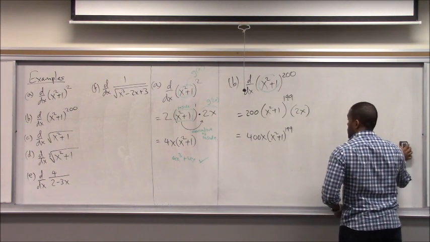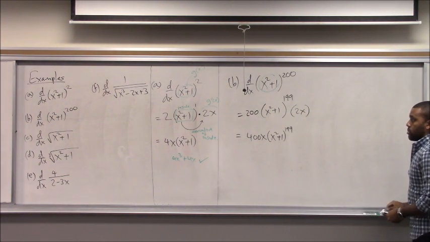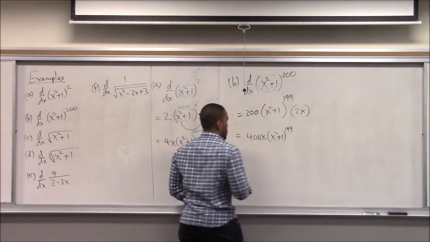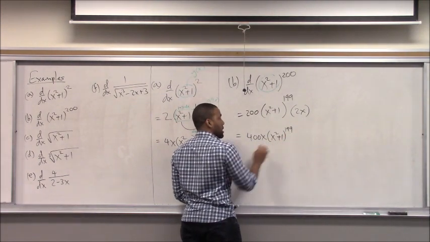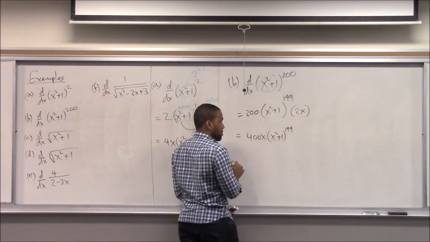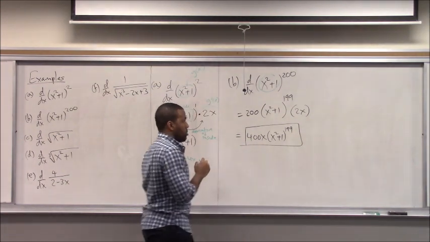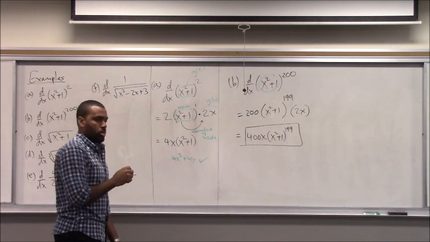Wait, so what do you do after? That's just the final? Do you do anything after, like distribute the 400x? This has a power 199. So you just leave it? Yes, that would be the answer. Pretty much the simplest way you can do this one, actually.